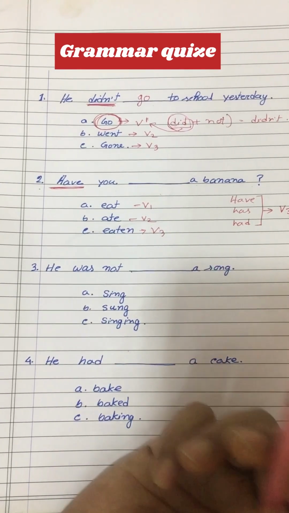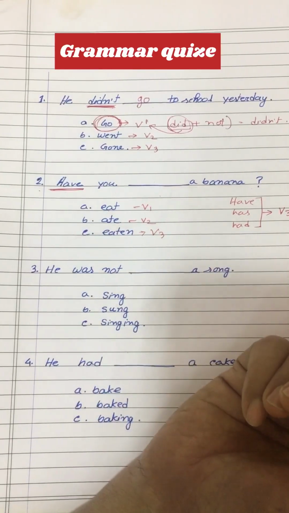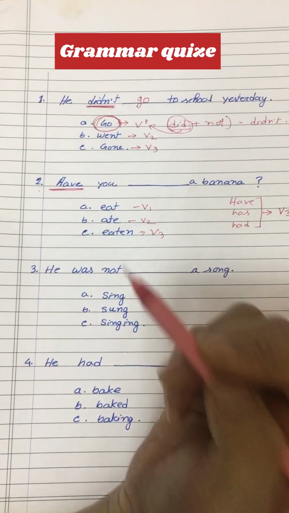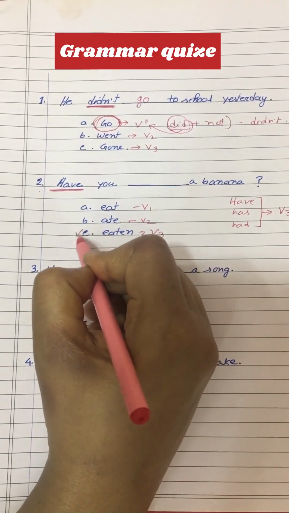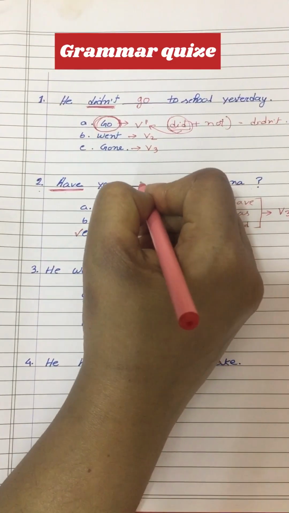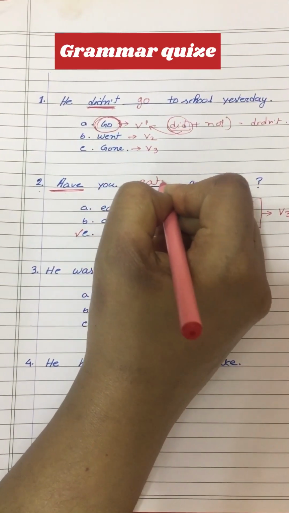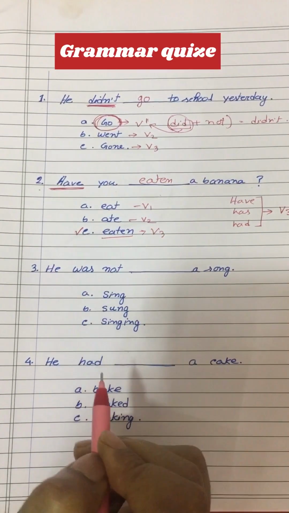Now tell me which one I have to use here. Yes, you're right. The number C, eaten. E-A-T-E-N. Eaten.